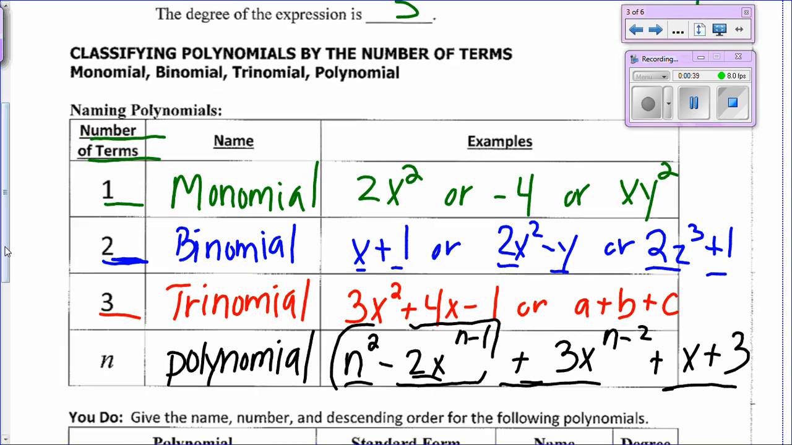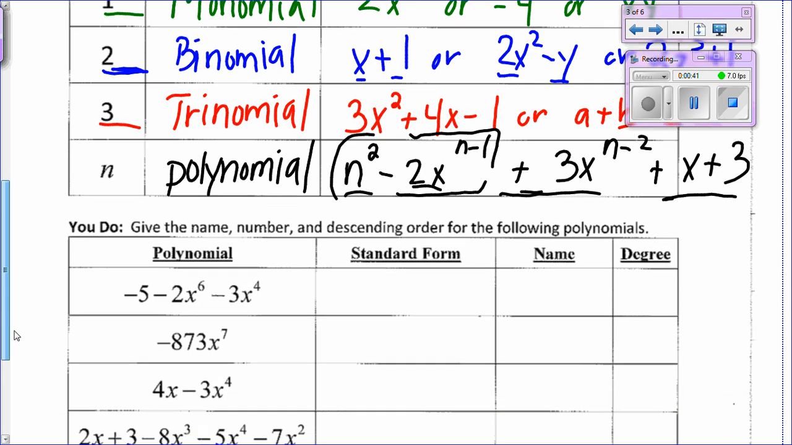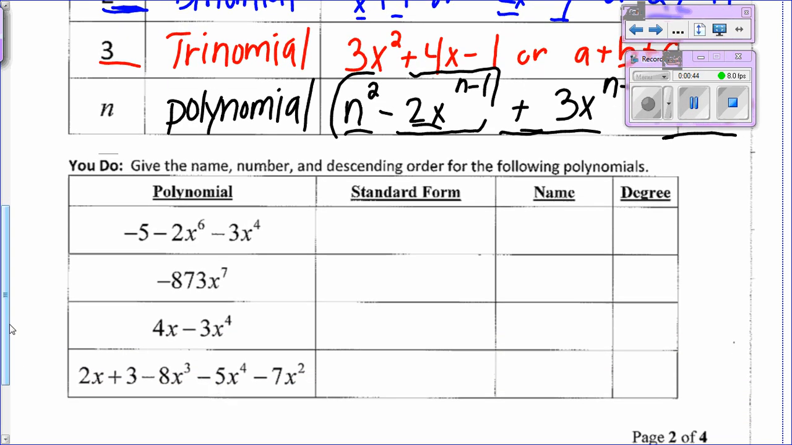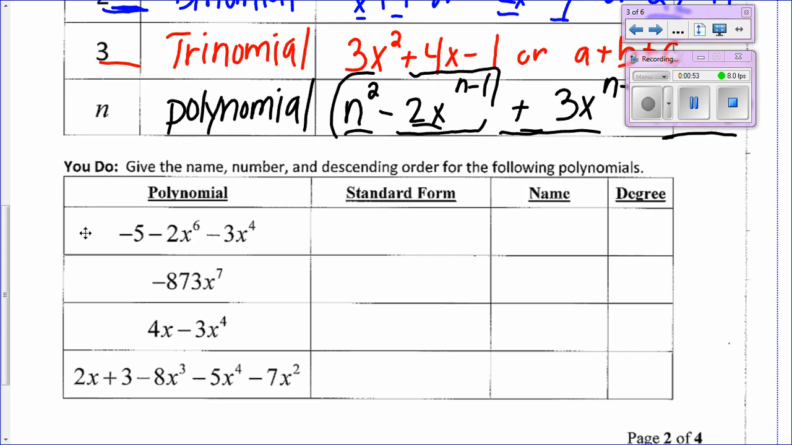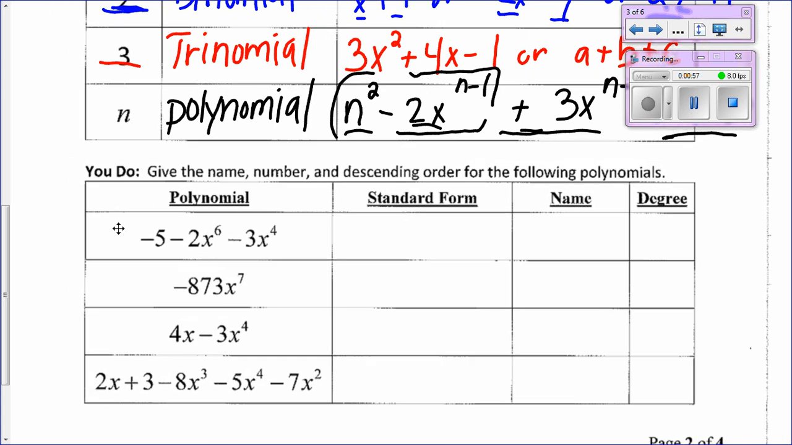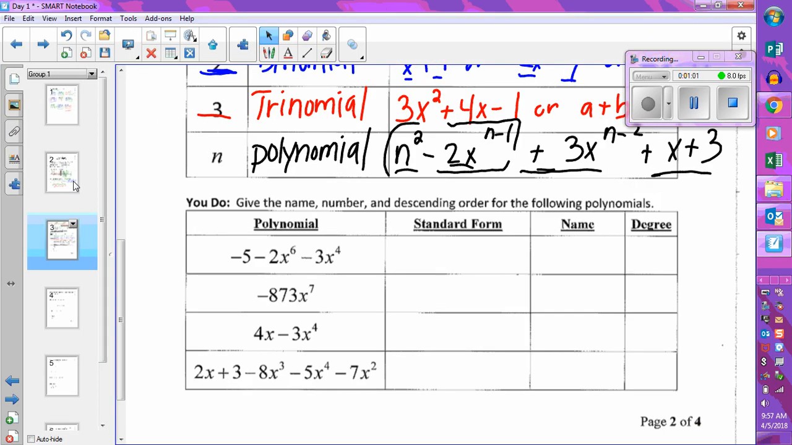But what we're going to do is move down here, where we can give the name, the number of terms, and the descending order for the following polynomials. So the first polynomial right here, oh, I'm sorry, my pen's not working, is going to be negative 5, negative 2x to the 6th degree minus 3x to the 4th degree.